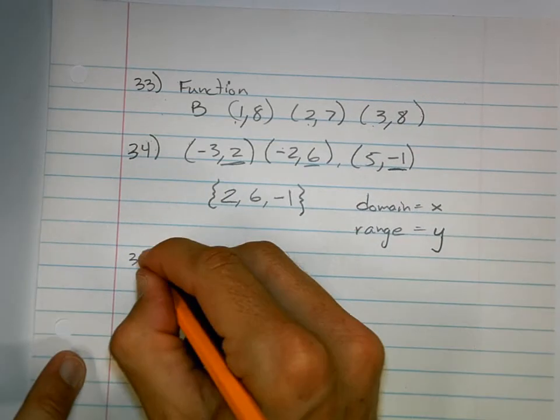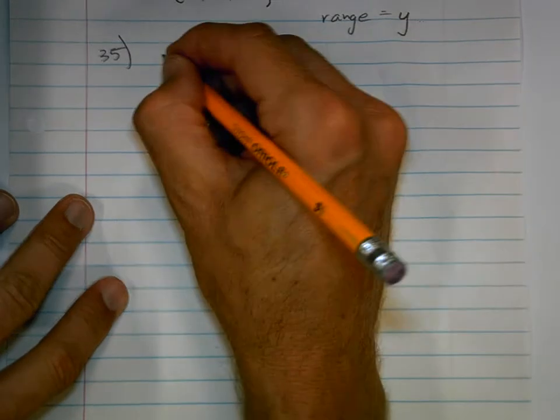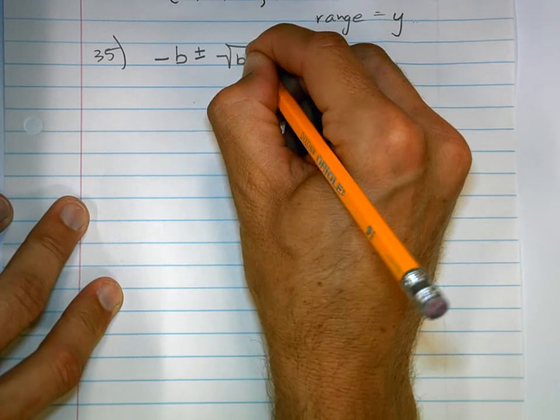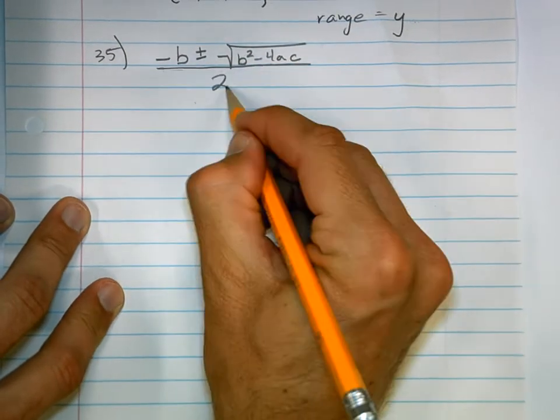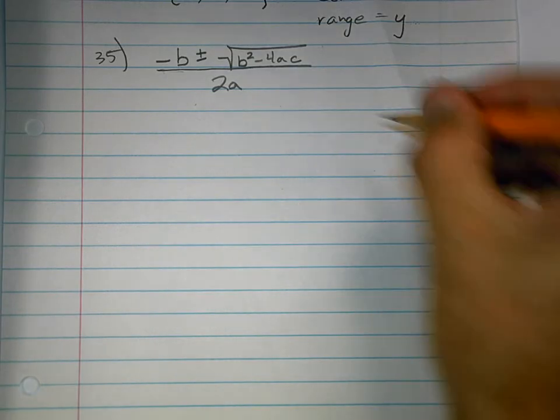All right, 35. Which of the following is the quadratic formula? Quadratic formula, you guys should have this memorized by now. Negative b plus or minus the square root of b squared minus 4ac, all over 2a. Okay, so that would be D.